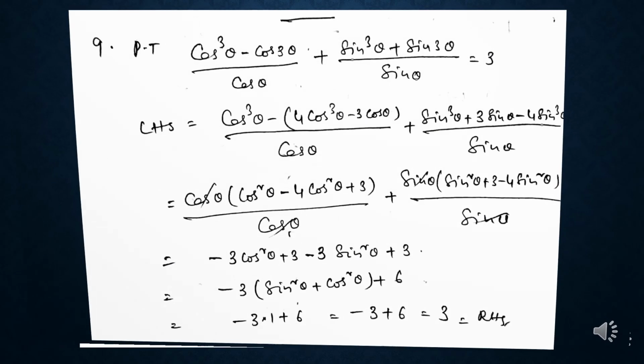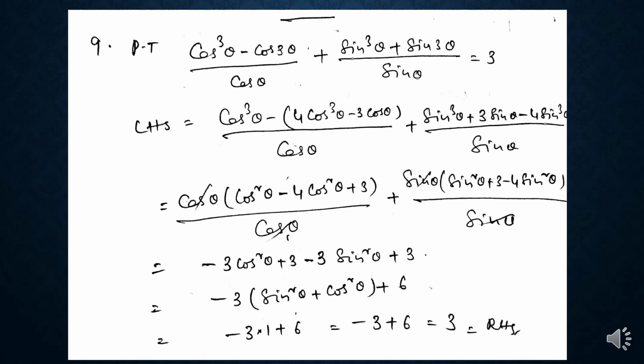Next problem. (cos cube theta minus cos 3 theta) divided by cos theta, plus (sin cube theta plus sin 3 theta) divided by sin theta, is equal to 3. Here in the numerator, in the first term cos cube theta minus cos 3 theta is there. So by applying the multiple angle cos 3a formula here, what is LHS? LHS is equal to (cos cube theta minus cos 3 theta) by cos theta plus the second term (sin cube theta plus sin 3 theta) by sin theta. Here also sin 3 theta is there.